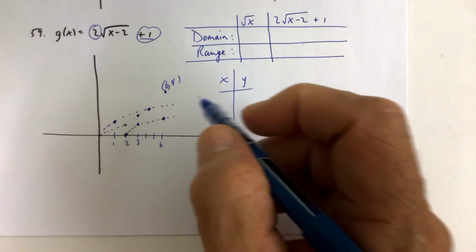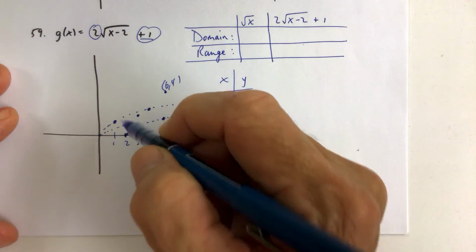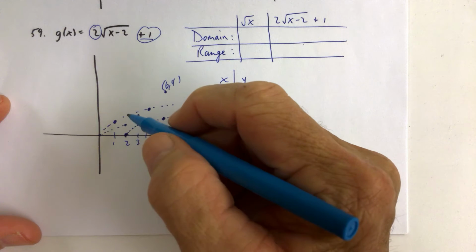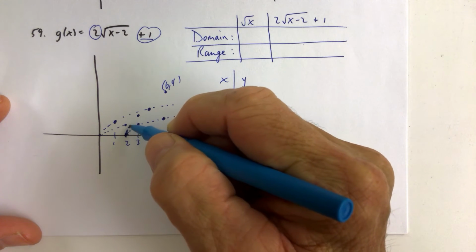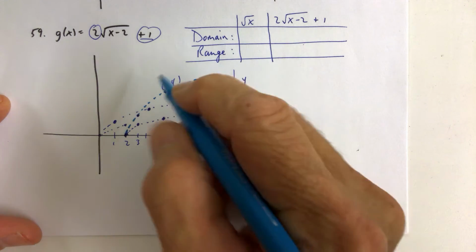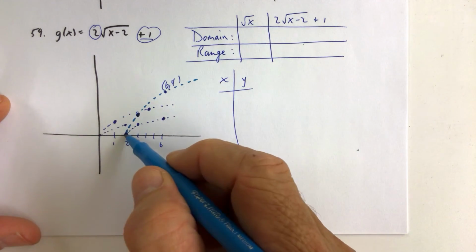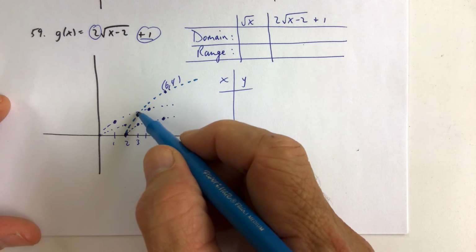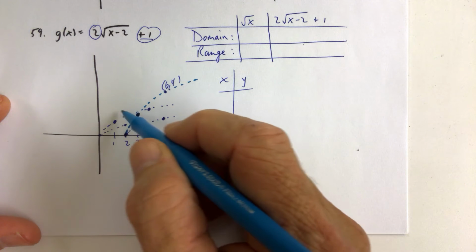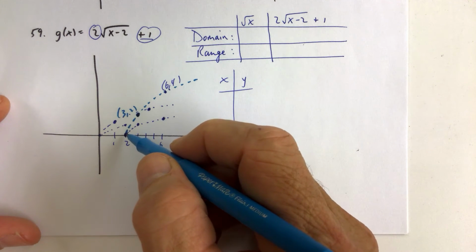We always do the shift up and down last. So the current graph, it's getting kind of busy here. The current graph would be right here without applying the up 1. So we moved it 2 to the right. We vertically stretched it by a factor of 2. Again, that would be 3, 2. And that's all we did so far.